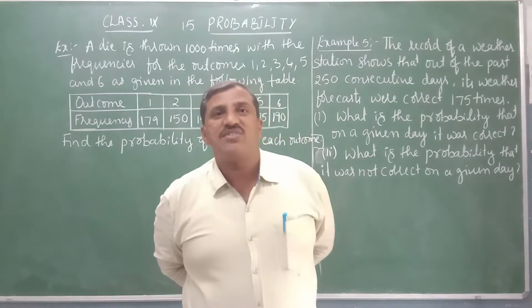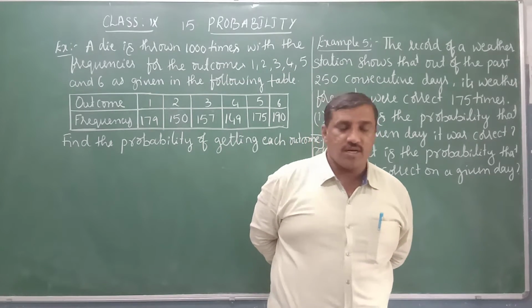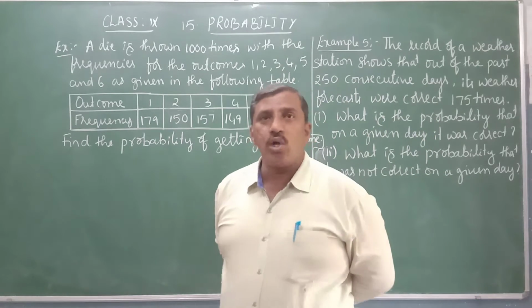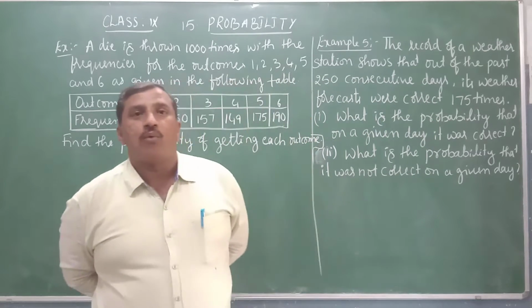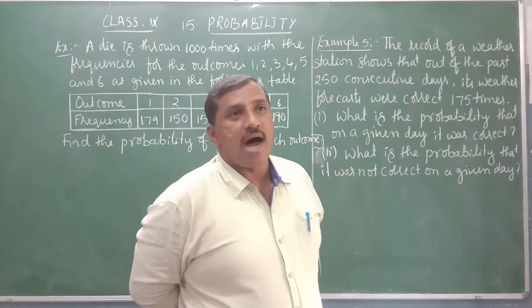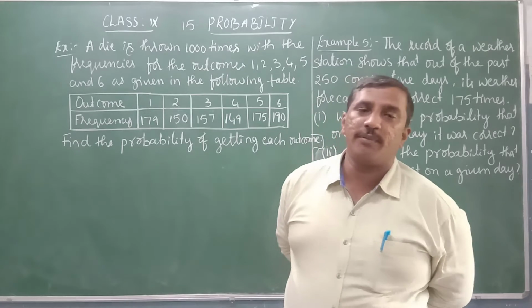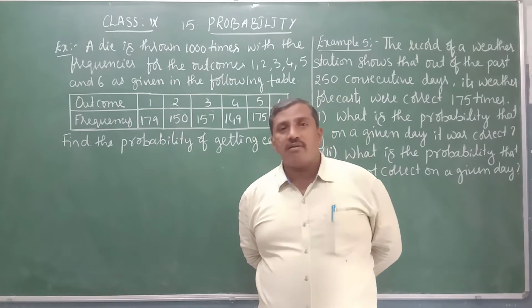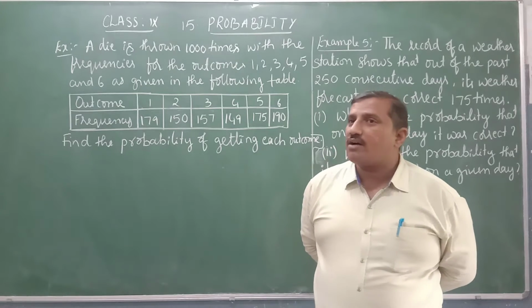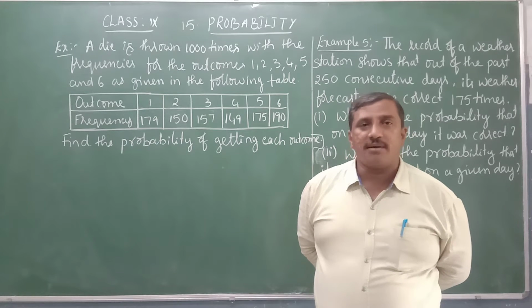In the last class we discussed the theory of probability. What is probability? How do we find probability? What values will the probability of an event take, and different terminology related to probability, and an example also we have discussed. Now we will continue our class with some more examples.